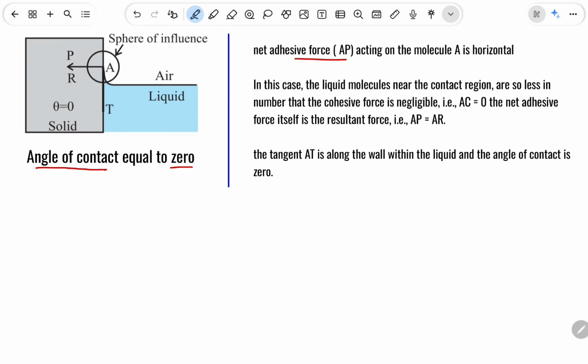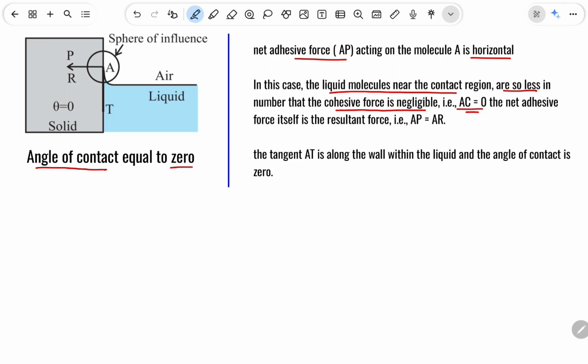So as usual, we have the adhesive force horizontal. Here, the number of liquid molecules near the point of contact is very less. And we know that the cohesive force depends upon the number density of molecules. Therefore, since the molecules are less in number, the cohesive force is also less. It is almost negligible. And therefore, we write AC equal to 0.